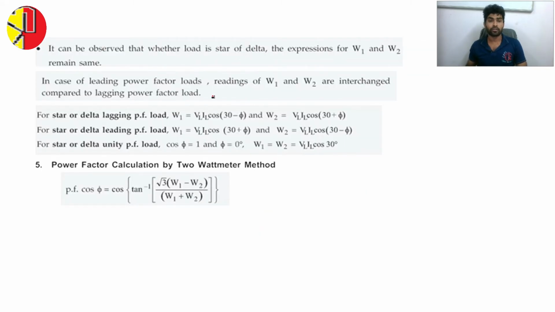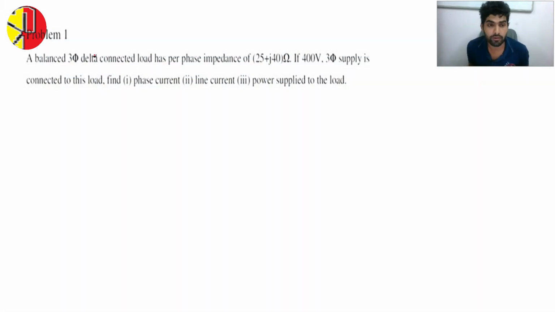Okay. So next is the power factor. If you want to calculate the power factor, cos phi is equal to cos of tan inverse of root 3 (W1 minus W2) divided by (W1 plus W2). We will solve some problems based on three-phase AC circuits.